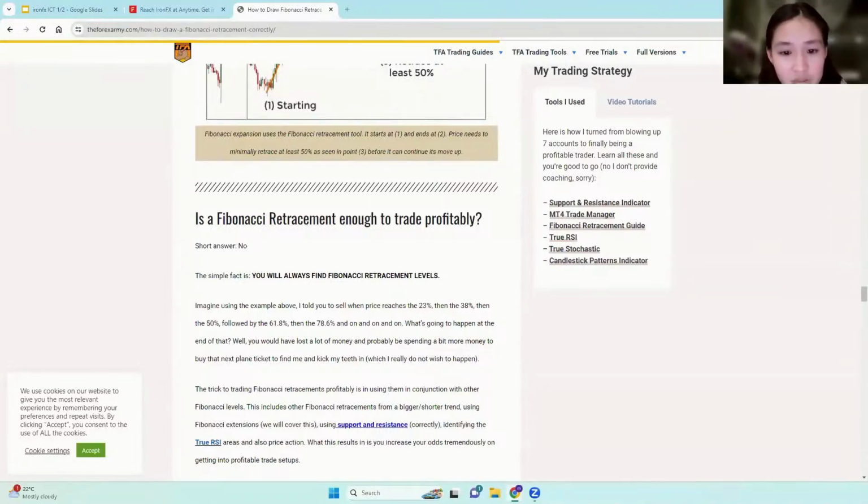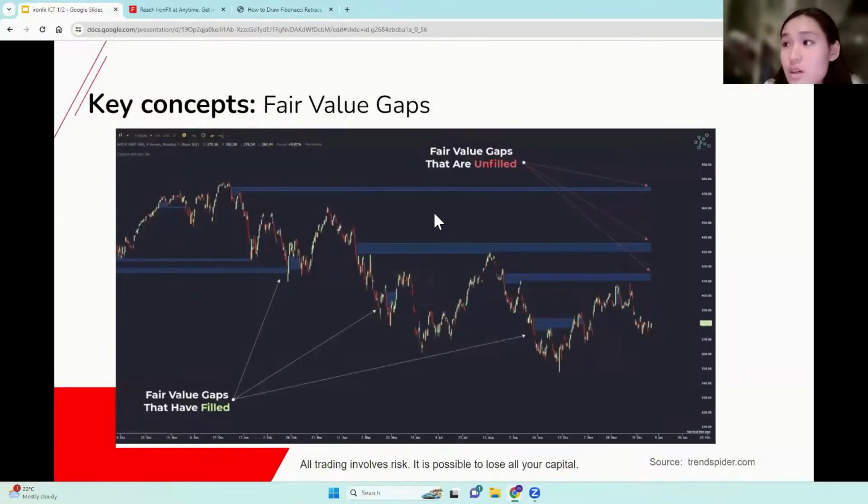Oh, we have a question. What happens to FVG that has not been filled? If we go back to my slides, what it means when it's not filled is that we don't expect price to return back to that area anytime soon. So we're not going to take note of those levels. We want to take note of these FVGs that have been filled in order to place your stop losses and your take profit levels according to those levels.